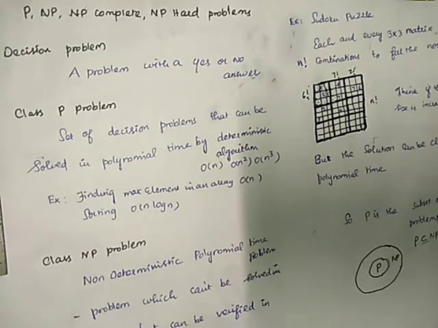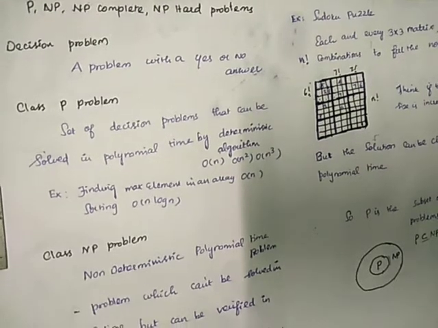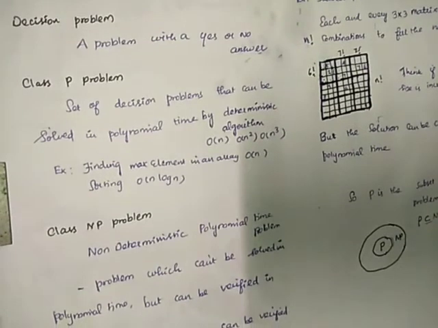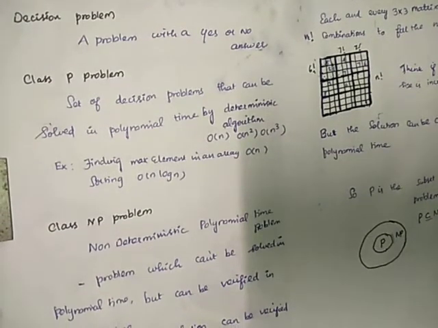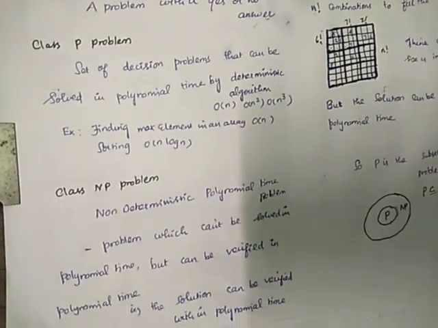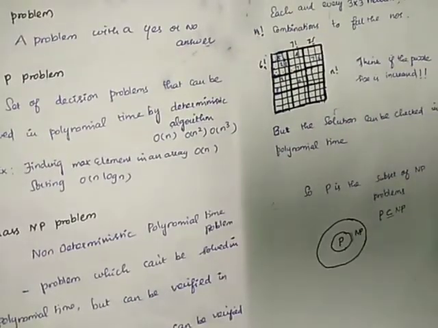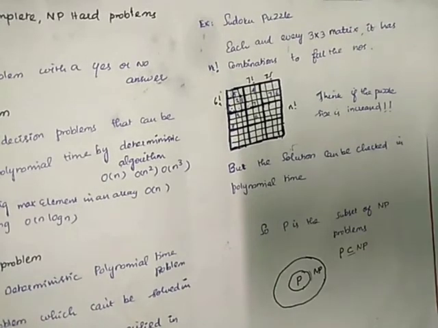Then the second type of problem is class NP, which is non-deterministic polynomial time problem. This type of problem cannot be solved in polynomial time, but we can verify the problem's solution within polynomial time. Let me explain with an example. We all know the Sudoku puzzle.